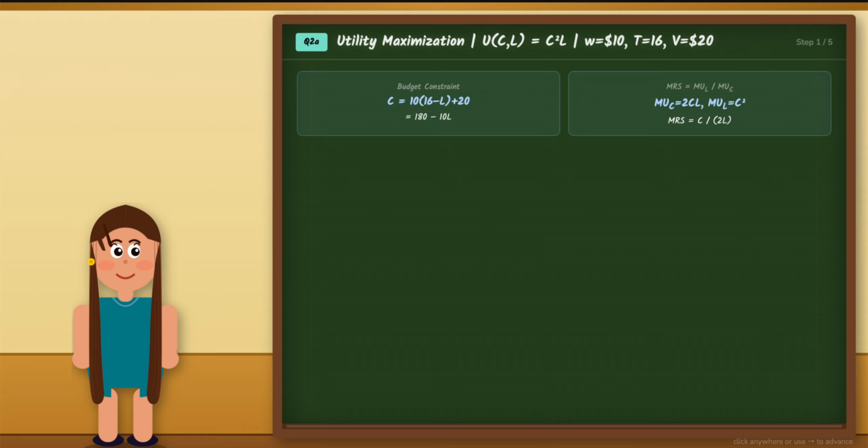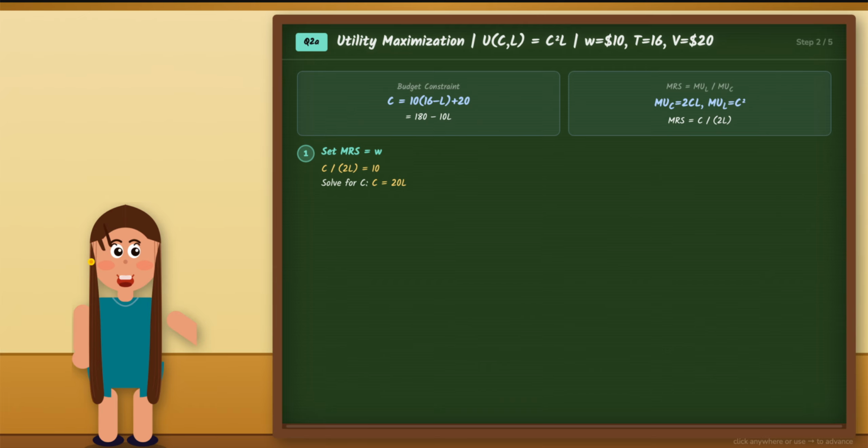Now, moving on to question 2. This is about finding Jose's optimal choice. His utility function is U equals C squared times L. He earns $10 per hour, can work up to 16 hours per day, and has $20 in non-wage income. I left this question blank on my exam because I simply did not know how to set it up. But here's the correct method.